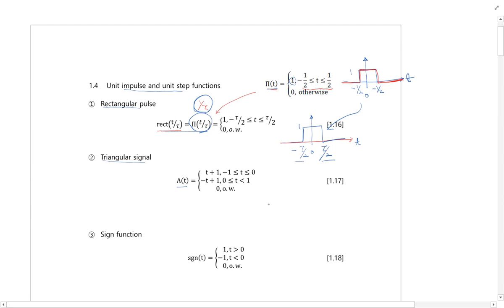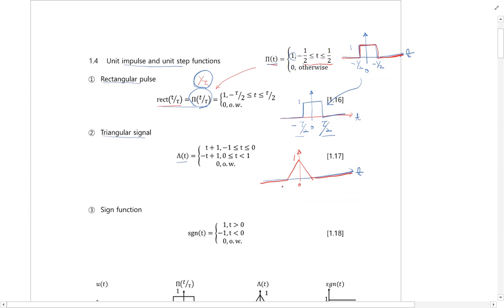The signal is expressed like a triangle, centered at time 0. So this is time 0, and this is 1. This one is minus 1, and this one is 1. If t equals 0, then it's 1. If t equals 1, then it goes to 0. If t is minus 1, then it is 0, and it stays 0 all the way out.